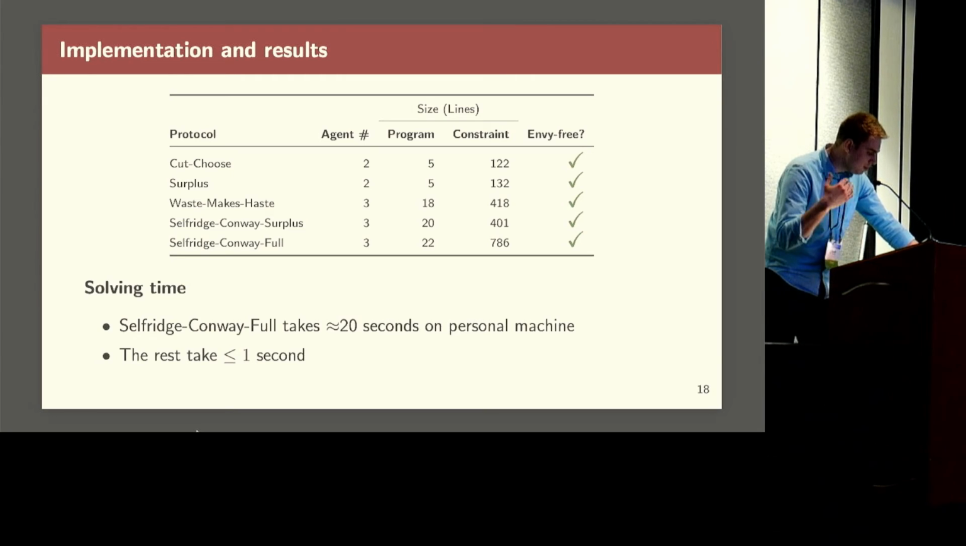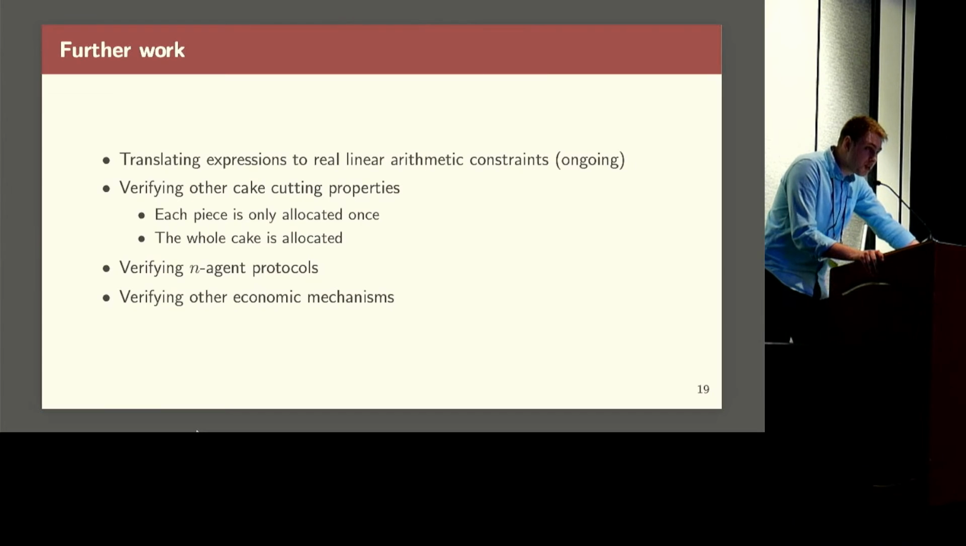And for all of them, besides the last one, the solving time is less than 1 second. It's really quick. But the last one, Selfridge Conway Full, takes about 20 seconds or so on my own machine. That's because it's a lot more complicated than the rest of them. Great. What's next for this work?